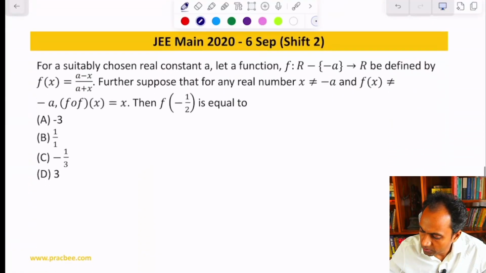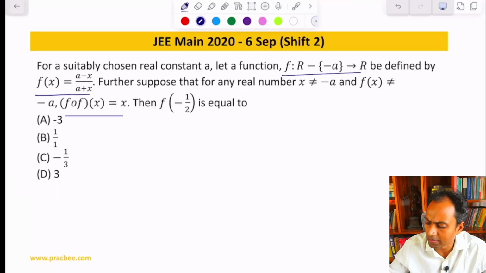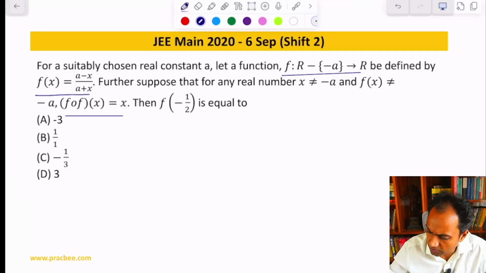If I look into this 2020 question, you can see that a function is given. The definition of the function is written here. The function's definition is again given here. Again, what they are saying is basically f of f is equal to x. That would mean it is a self-inverse kind of function. So f of f is equal to x, then f of minus 1 by 2, that is what they are asking. If it is a self-inverse function, what will happen is, if I put this function inside it, the answer is coming out to be x.